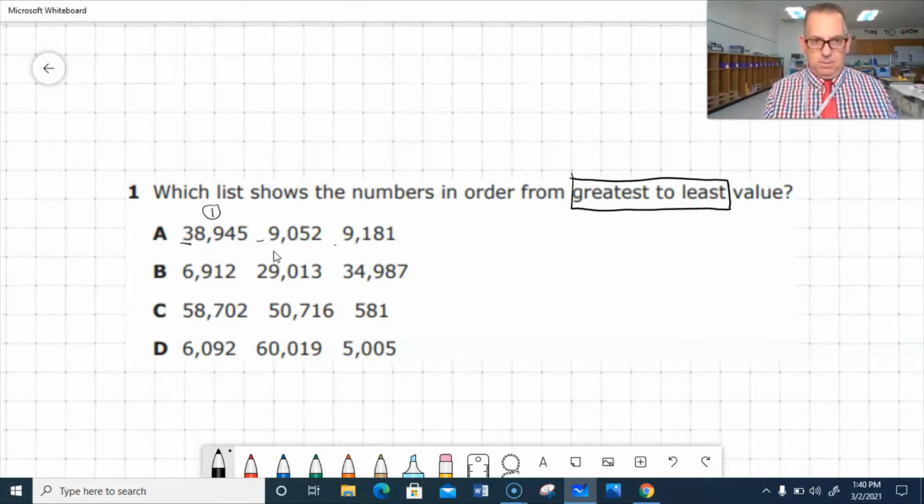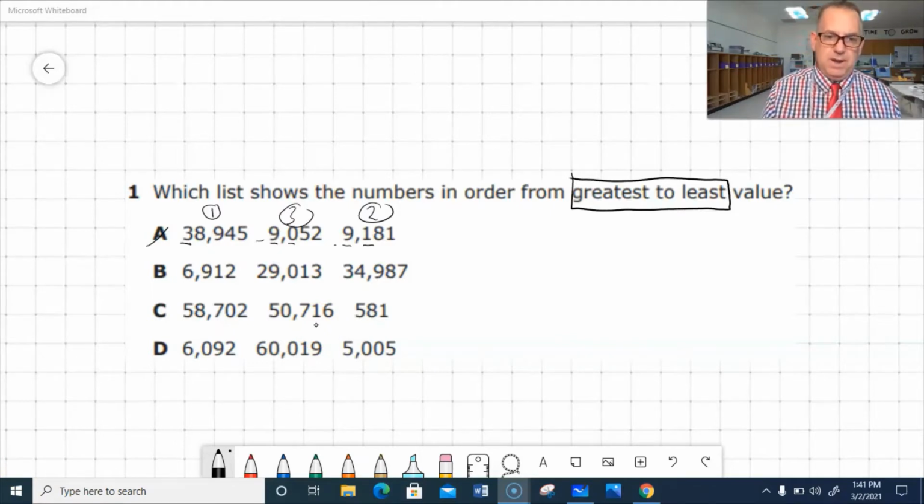And we'll look at the next number. We're going to look at the thousands place, and they both have a 9 in the thousands place. So we'll go to the hundreds place. This number has a 0 in the hundreds place, and this one has a 1 in the hundreds place. So that makes this the next largest number, and this is the smallest number. So that is not correct.